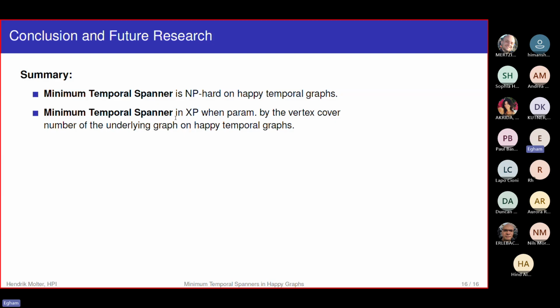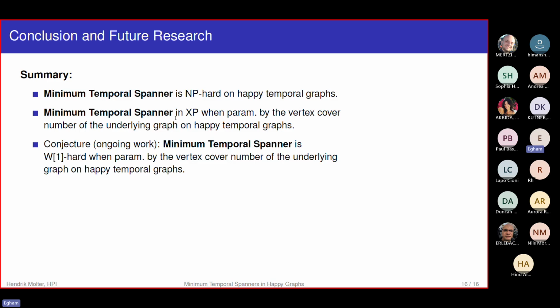for feedback vertex number, but actually in ongoing work, we conjecture, we are fairly confident, we can show together with Michel a stronger hardness result. It actually shows also W[1]-hardness with the vertex cover number on happy graphs, which shows that for the parameter vertex cover number, this XP algorithm is the best we can do up to running time improvements.